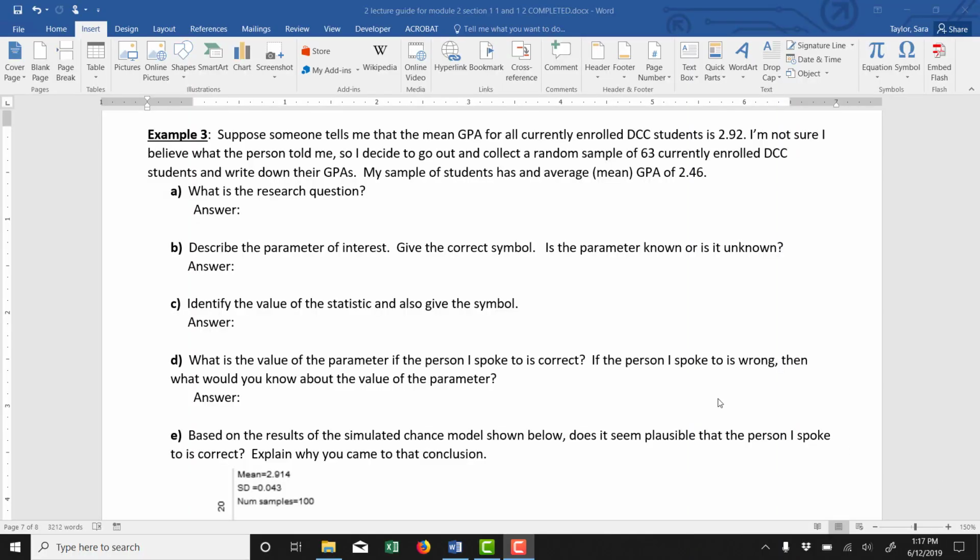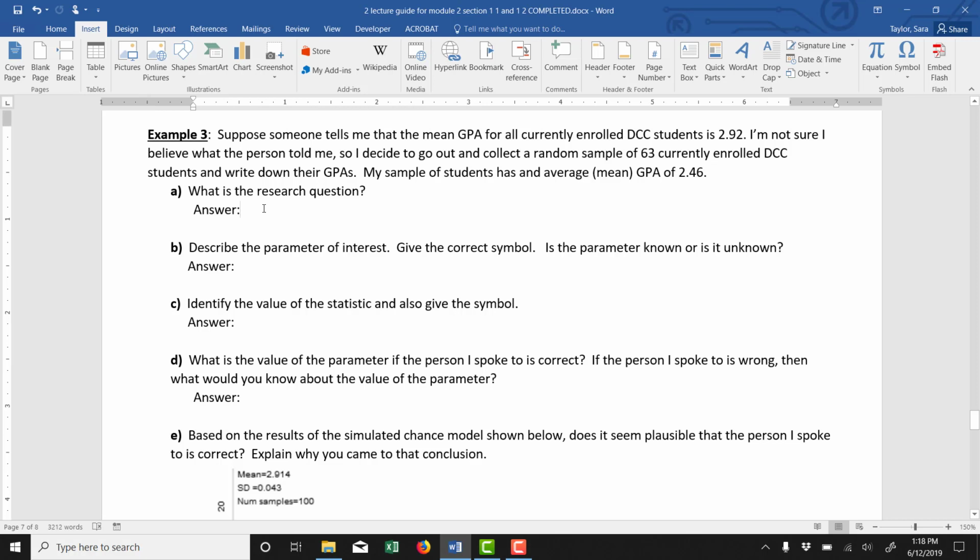This is Module 2, Example 3. It says, suppose someone tells me that the mean GPA for all currently enrolled DCC students is 2.92. I'm not sure I believe what the person told me, so I decide to go out and collect a random sample of 63 currently enrolled DCC students and write down their GPAs. My sample of students has an average, a mean GPA of 2.46.